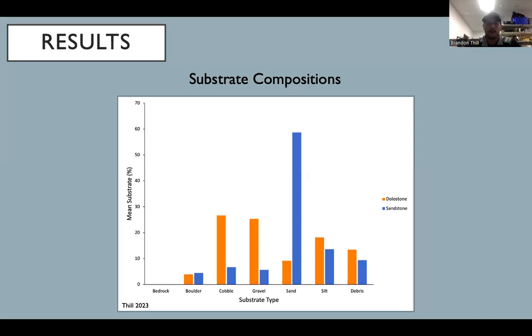Looking at substrate compositions, this really just drives home the point that our sandstone streams were a lot of sand. The majority, around 58 to 60% on average, of the bottom of the sandstone stream was sand, where our dolostone streams were more typically cobble and gravel. However, if we look at boulder, silt, and debris, they did remain relatively similar between both of these regions.